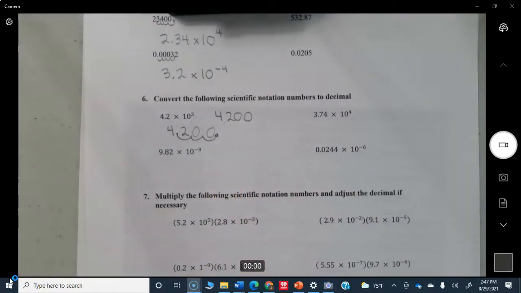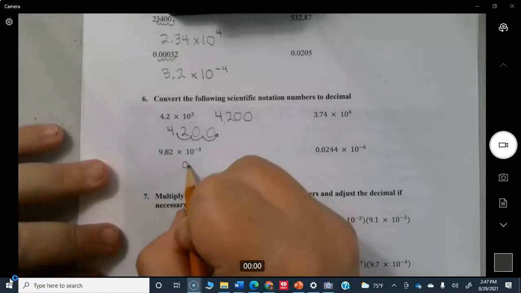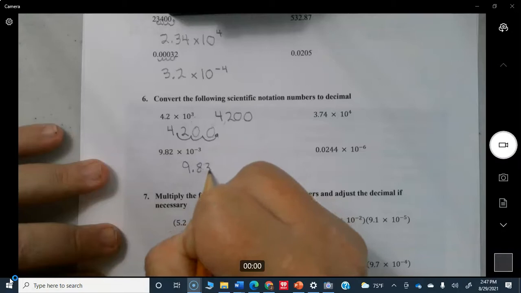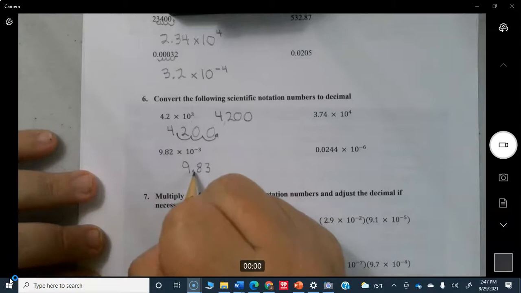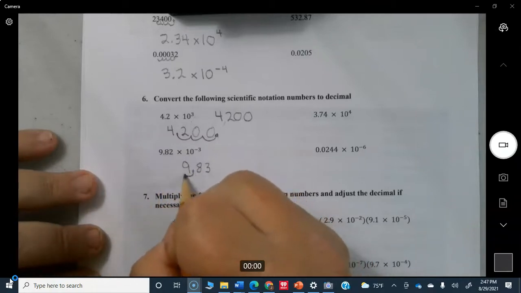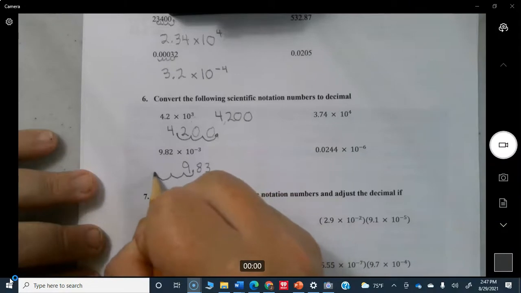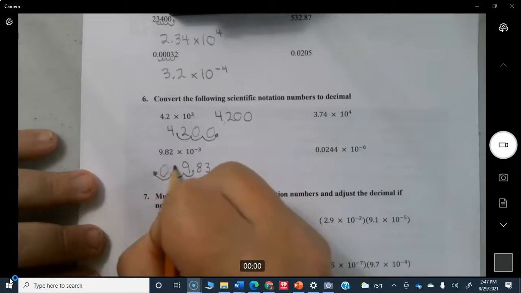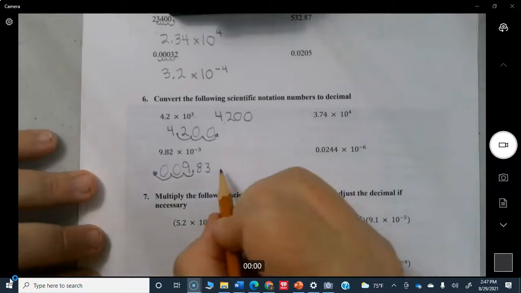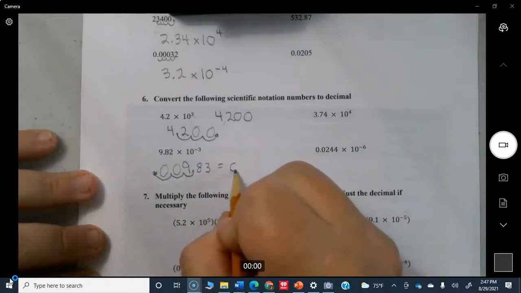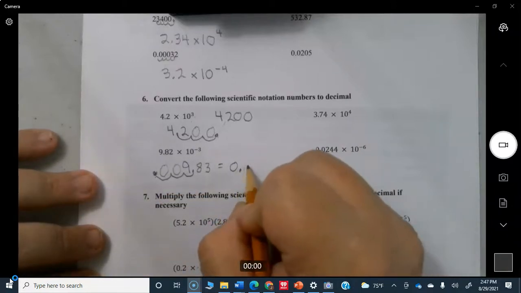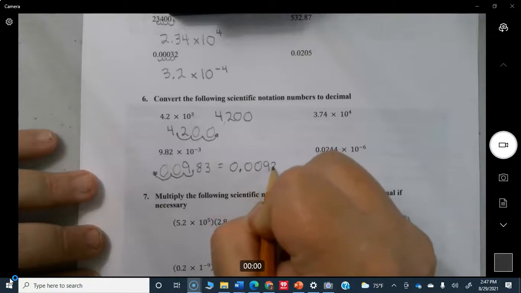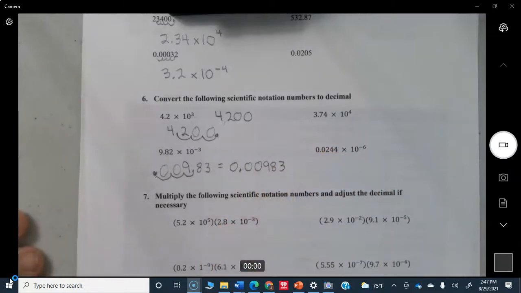All right? This one, same thing. We're going to write the coefficient down here by itself. And this is going to be a number smaller. It's going to be a number less than 1. That means we need to move the decimal to the left here. So it's going to be 1, 2, 3. There's the decimal. Fill the egg carton with the eggs right there, and then write the final answer. You should put a leading 0 in front of the decimal, and then it's 0.00983.